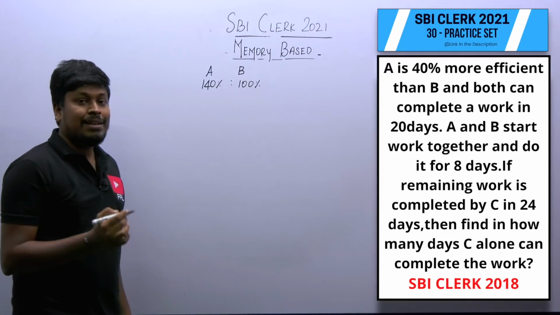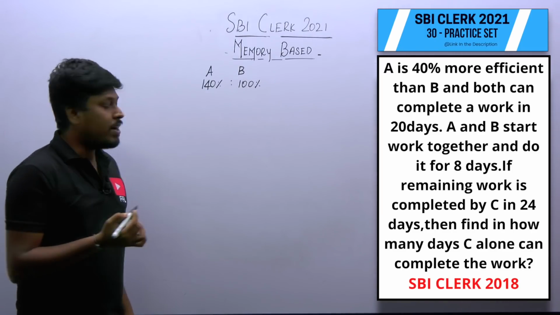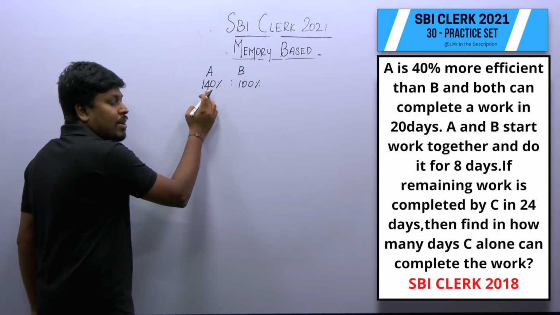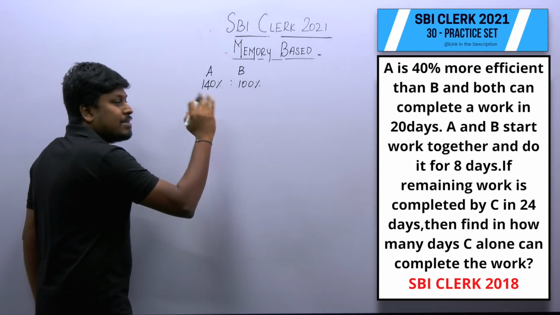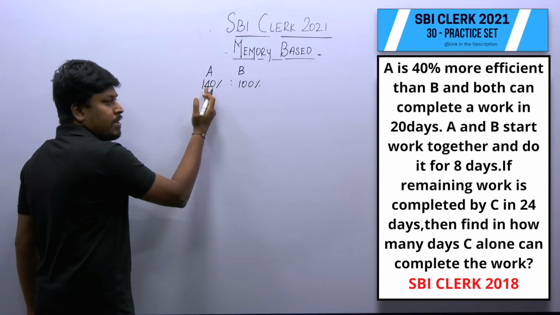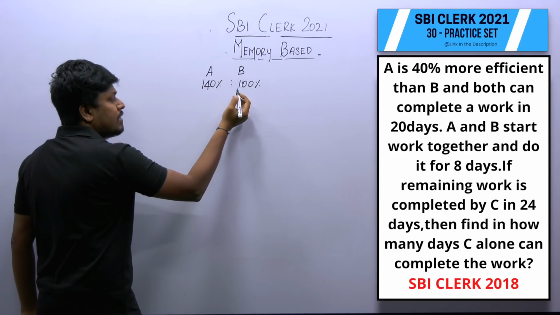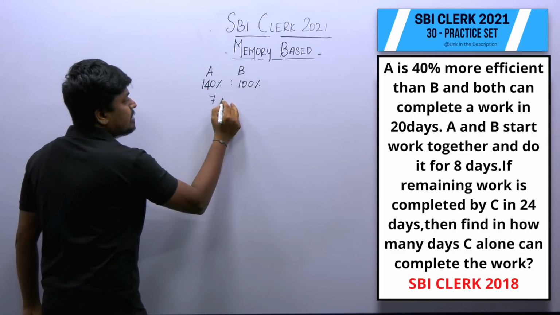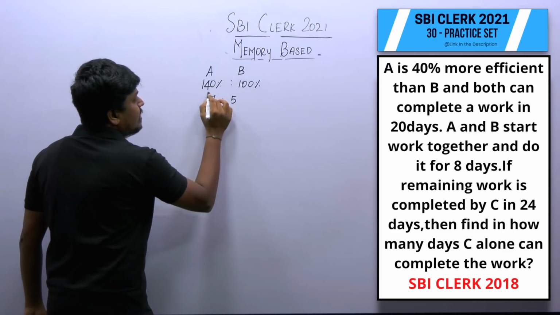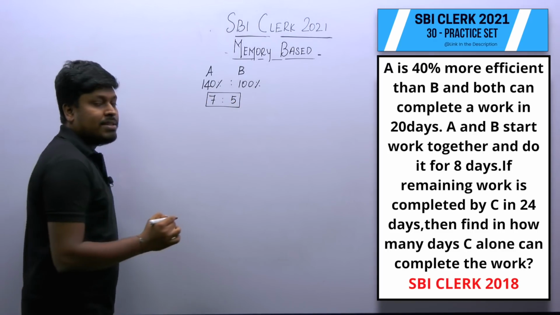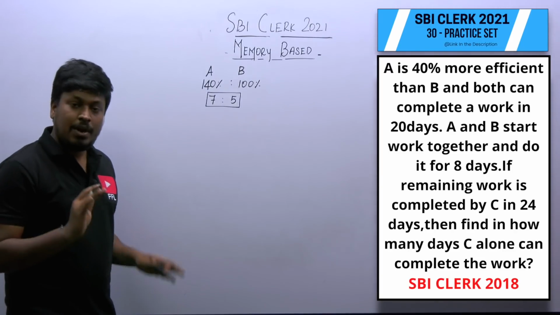So we are finding the ratio of efficiency. Got it? A is more efficient. How much more efficient? 40% more efficient when compared to B. So now cancel it. If you cancel it on the 2 table, this becomes 7:5. So 7:5 will be the efficiency of A and B. Got it or not, right?